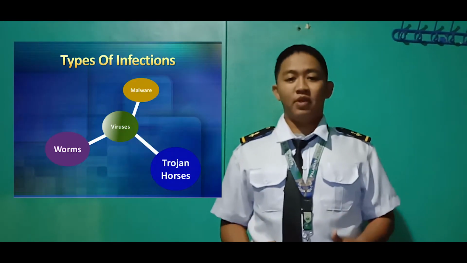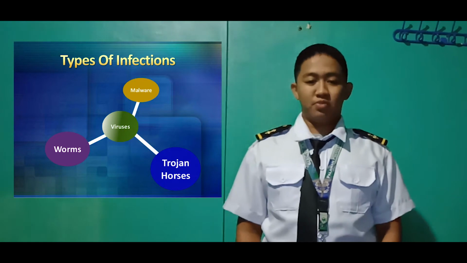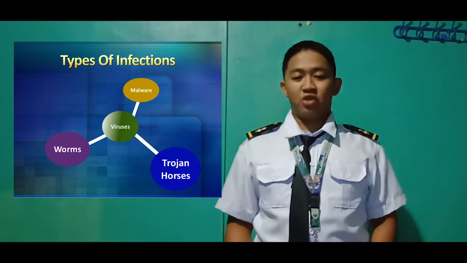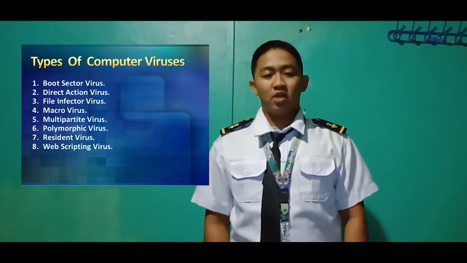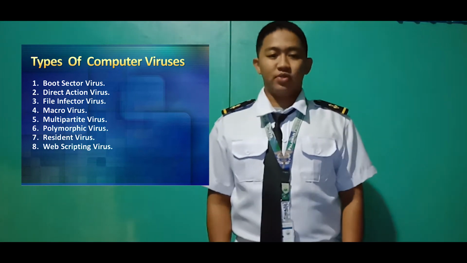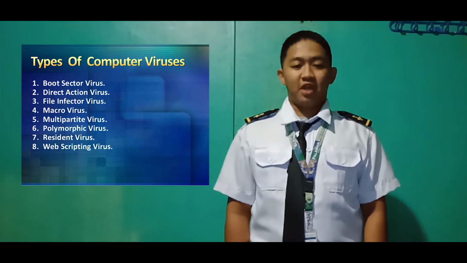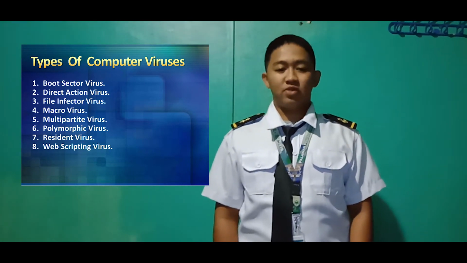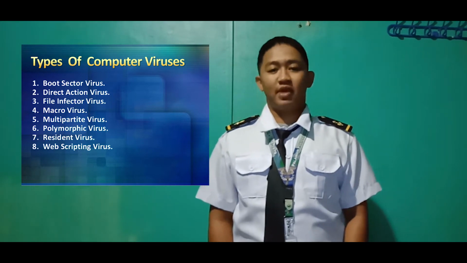These are the types of infections. First, malware. Second one is worms. And the last one is Trojan horses. If you add them, it will become a virus. So these are the types of computer viruses. First one is the boot sector virus, direct action virus, file infector virus, macrovirus, multipartite virus, polymorphic virus, resident virus, and the last one is the web scripting virus.